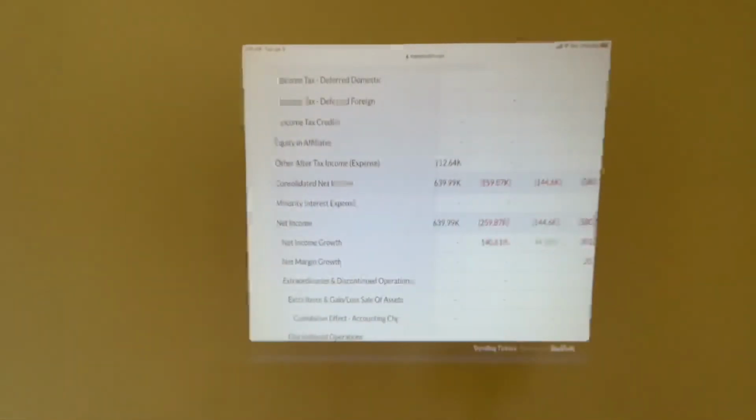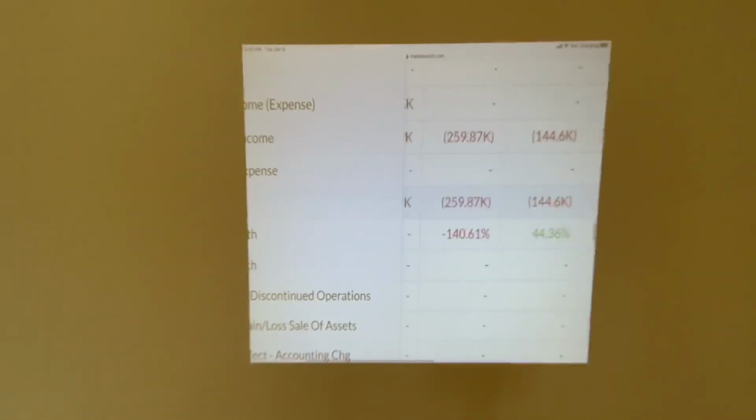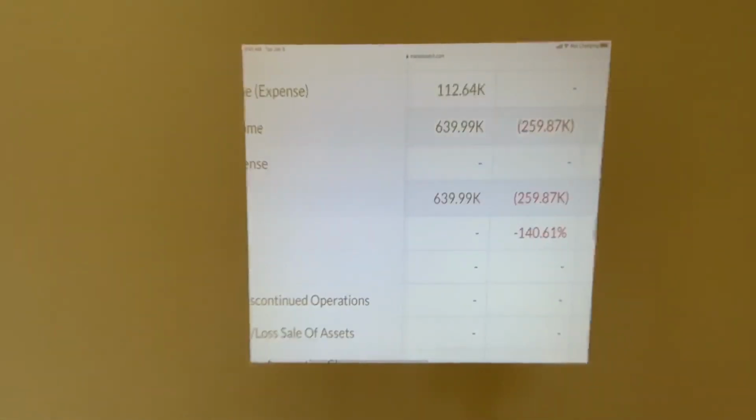So back in 2019, for the last 2 quarters, 1 was positive, 1 was negative. You see 639, 259, and then you keep going to 2020. Back in 2019, 1 quarter was positive, and those 3 were in 2020.